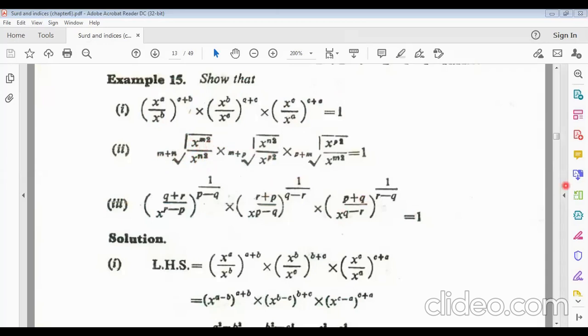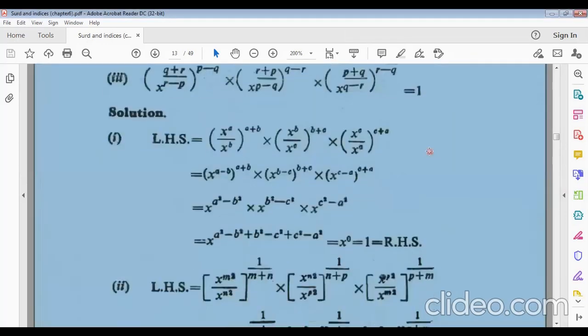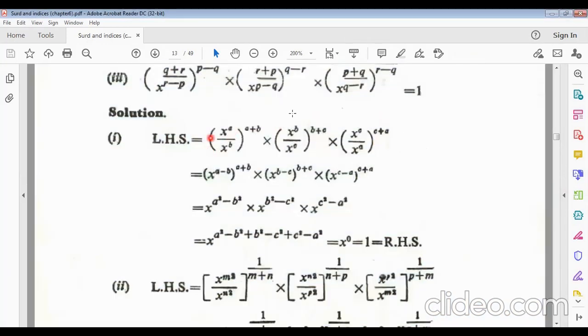First of all, for the first problem, suppose this is the left hand side: (x^a / x^b) to the power a+b, (x^b / x^c) to the power b+c, (x^c / x^a) to the power c+a. Now if we take the same base x, then the power will be a minus b, b minus c, c minus a, using the same formula of indices.